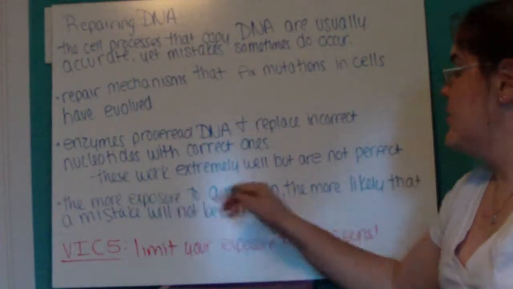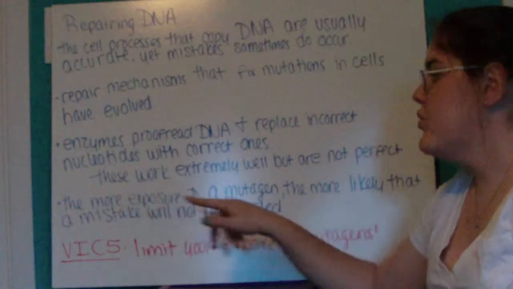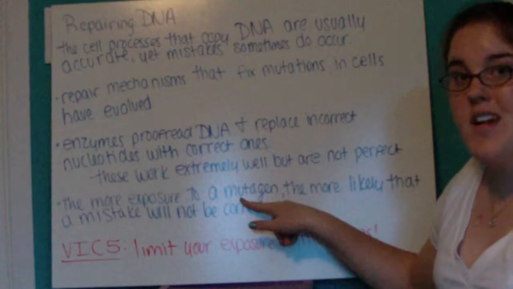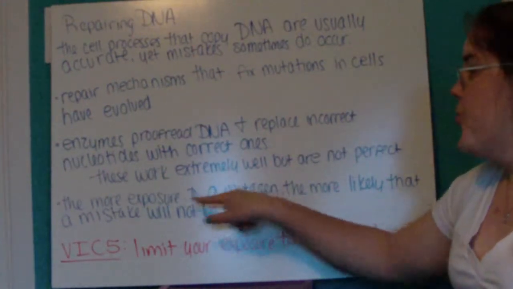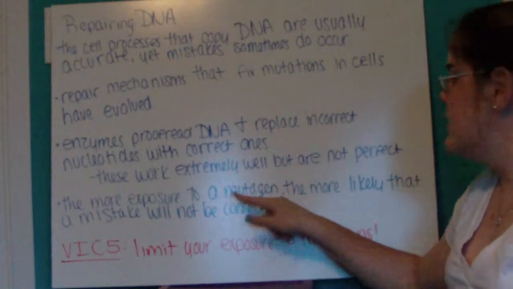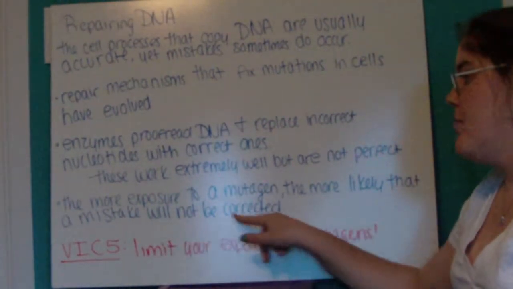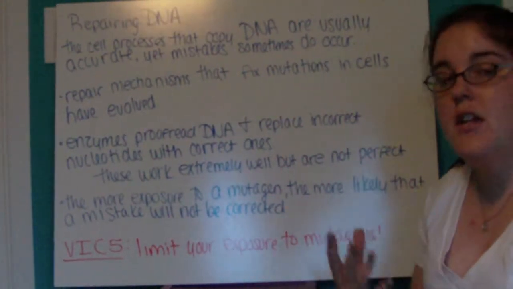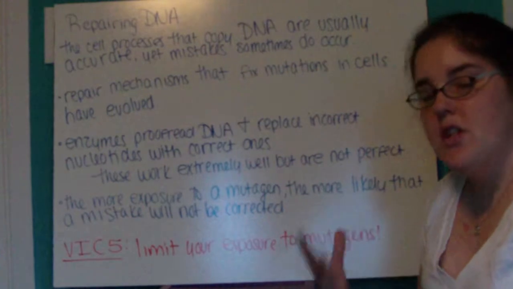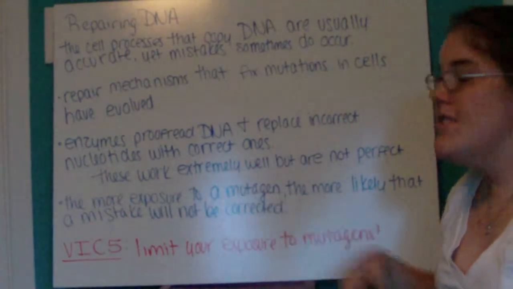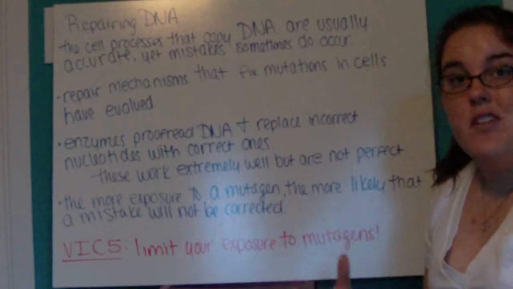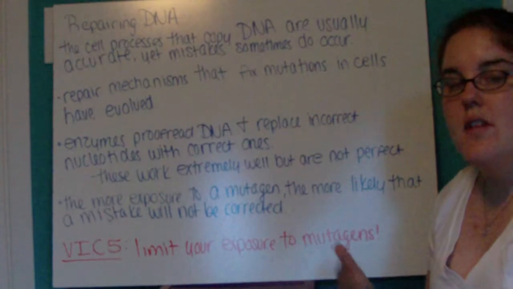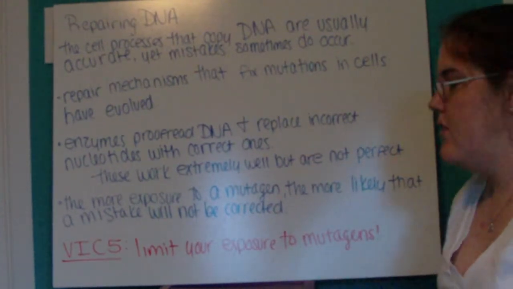Now, these work extremely well. They're not perfect, again, because the more exposure that you have to a mutagen, like the more you're outside sunbathing, or just outside in the sun not wearing sunscreen, the more exposure to a mutagen like UV light, the more likely that a mistake will not be corrected. If you continue to expose yourself to that UV light, it only makes sense that you're going to continue to have those mutations in your DNA. As you continue to have those mutations, those enzymes that are proofreading that DNA might eventually miss one, which might eventually lead to the development of skin cancer. That's why skin cancer doesn't happen overnight. It takes a little while for it to start to develop.